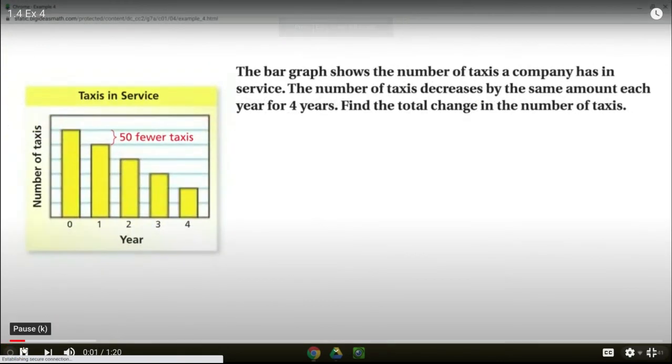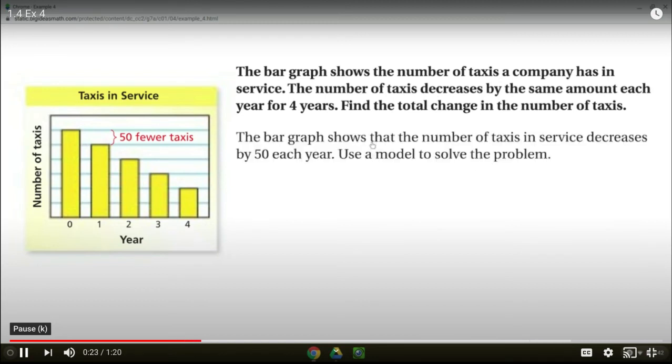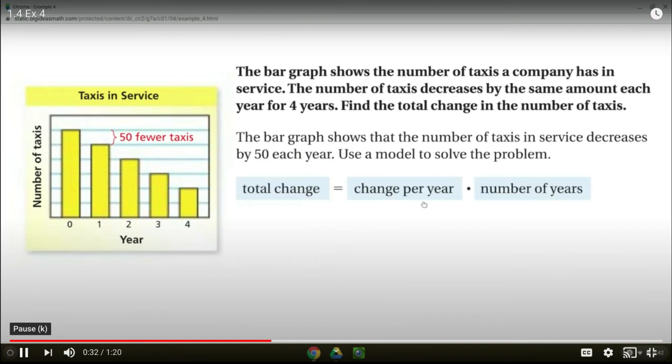Okay, this bar graph here shows the number of taxis a company has in service. You can see that as the years go on, the number of taxis goes down, and every line represents 50 fewer taxis. The number of taxis decreases by the same amount each year for 4 years. Find the total change in the number of taxis. Well, we already said it, but the bar graph shows the number of taxis in service decreases by 50 each year. So it's telling us to use a model to solve the problem.